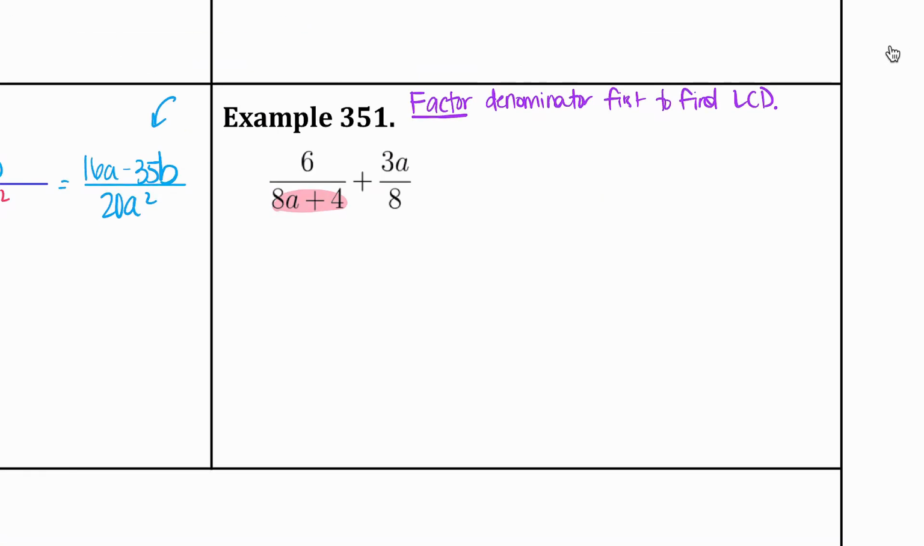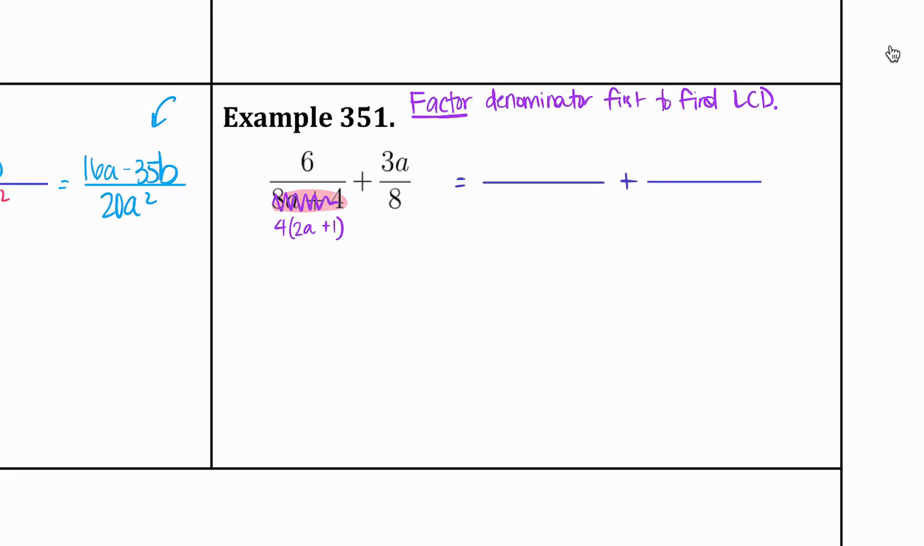Okay, so this is the only one I can factor. I can take out a 4, and I'm left with 2a plus 1. So I'm just going to scribble that out. We have just rewritten that as 4 times 2a plus 1. Okay, so now I'm going to draw my two fractions. We're going to see what we need to do to find our least common denominator.